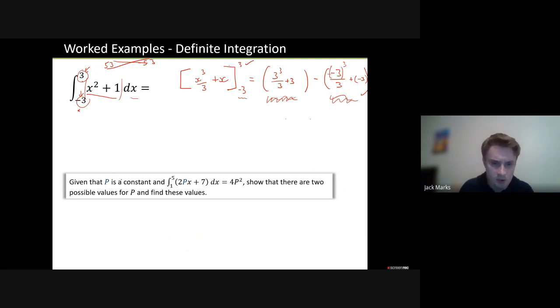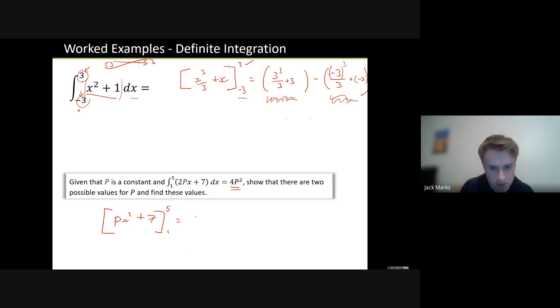A harder example with p as a constant, and we actually have an answer. So we have the working out, the algebra, and we have the answer. So we're going to need to work them both out and compare. So let's start by integrating this thing. We would get 2p x squared, then divided by 2. So I'm going to say we're going to get px squared, plus 7. And we need to integrate that between 5 and 1. And what's this going to be equal to?